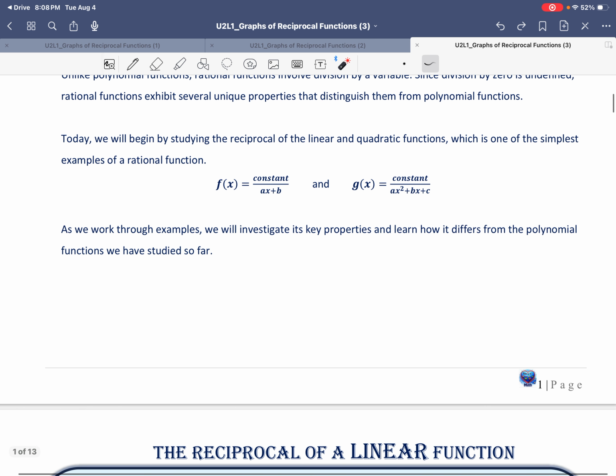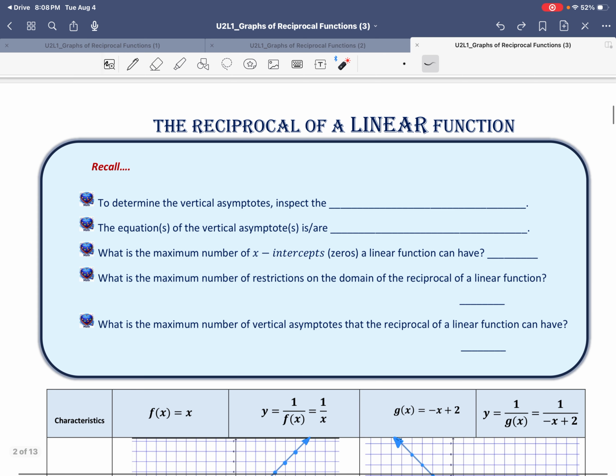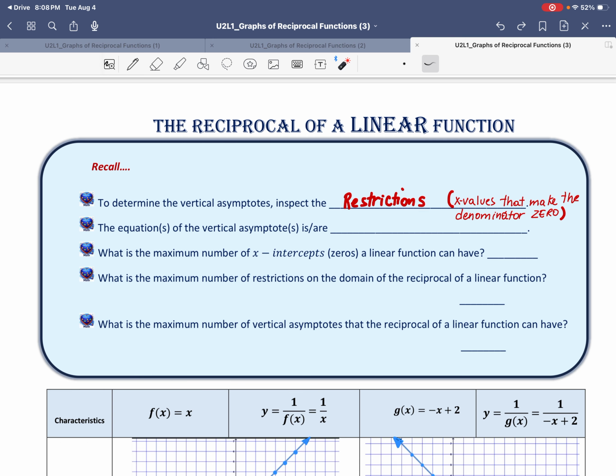So let us begin with the reciprocal of a linear function. Recall that to determine the vertical asymptotes, we always inspect the restrictions of a rational function. And the restrictions are basically the x values that will give the denominator a value of 0. The equation of the vertical asymptotes, as a result, would be x equals whatever the restricted value for the particular function is. So, x equals the restrictions.